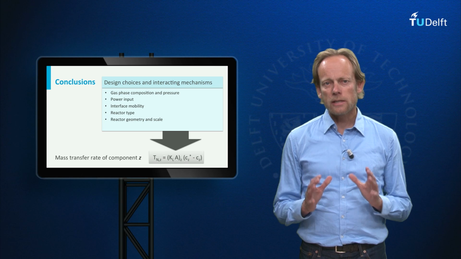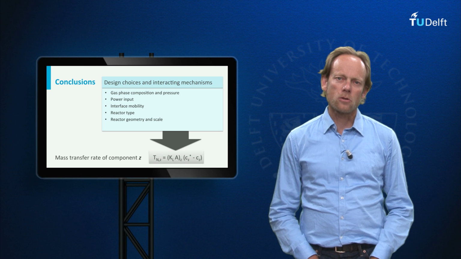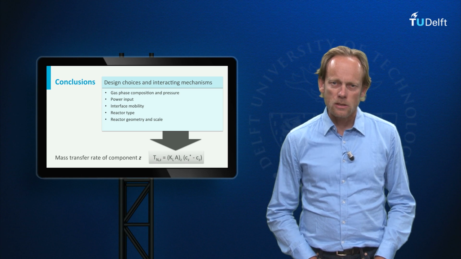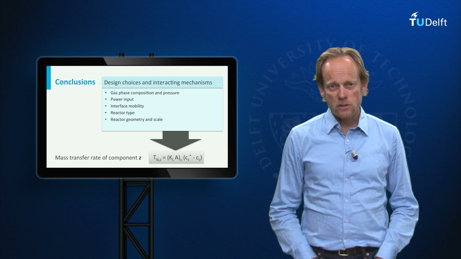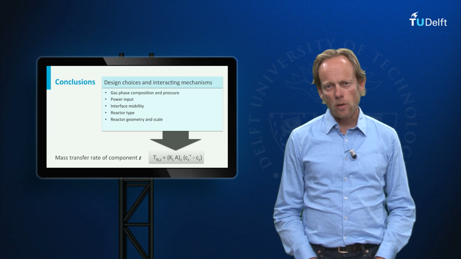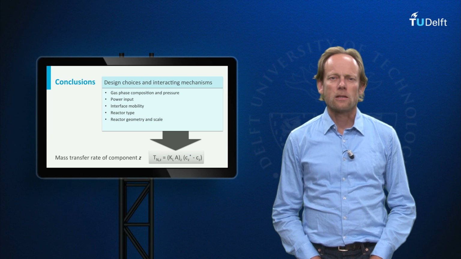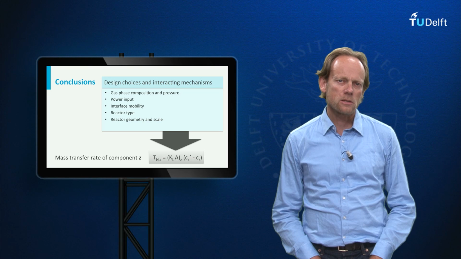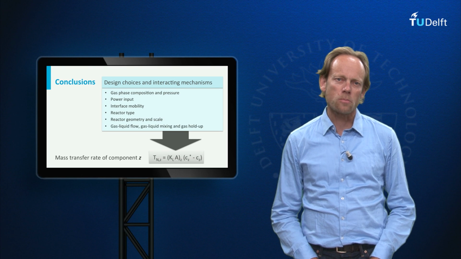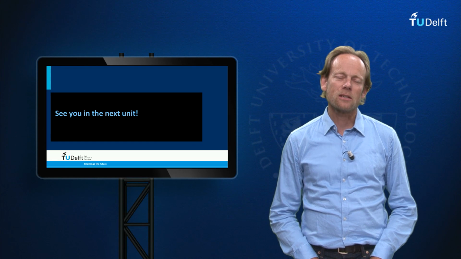Here it is noted that in large bioreactors there will be a vertical gradient of the transfer rate and the oxygen and CO2 concentrations, causing scale-up issues such as oxygen starvation and CO2 inhibition. And finally, gas-liquid flow patterns, mixing and also gas hold-up also play an important role. But we will explain that in more detail in the next units.